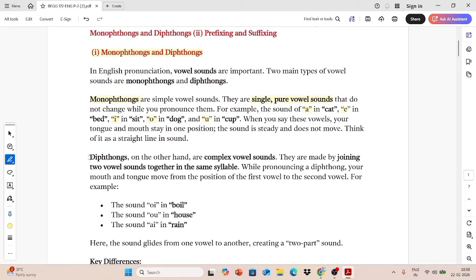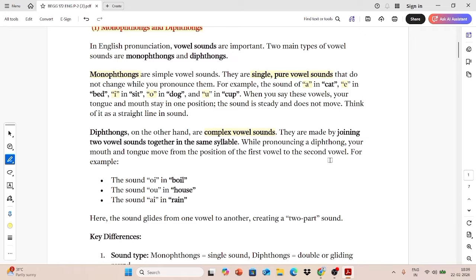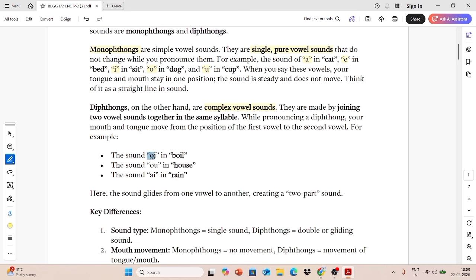Next is the diphthongs. So diphthongs, what are diphthongs? Diphthongs, on the other hand, are complex vowel sounds. They are made by joining two vowel sounds together in the same syllable. While pronouncing a diphthong, your mouth and tongue move from the position of the first vowel to the second vowel. For example, the sounds O and I make the sound oi. Here, O is a vowel, I is also a vowel. When we merge them, it gives us one sound, and that is oi.